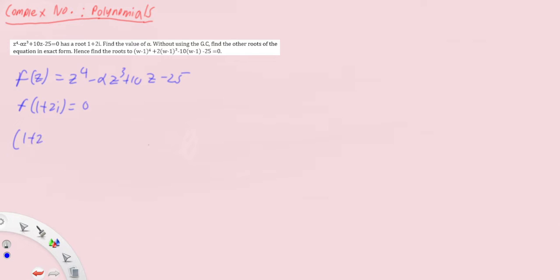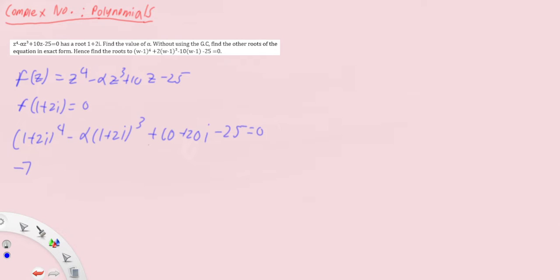So we have (1 plus 2i)^4 minus alpha times (1 plus 2i) whole thing cubed plus 10 plus 20i. I'm just going to expand the 10 times z first because it's easy, minus 25 equals to 0. Now, you can use the GC to actually calculate all the complex numbers because here they are all integers, so it's pretty easy for us to calculate this.